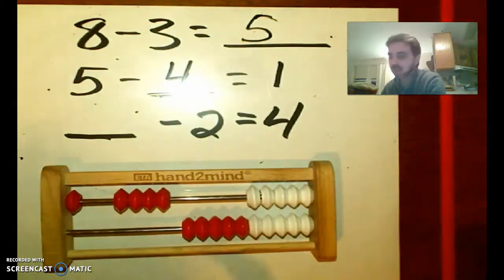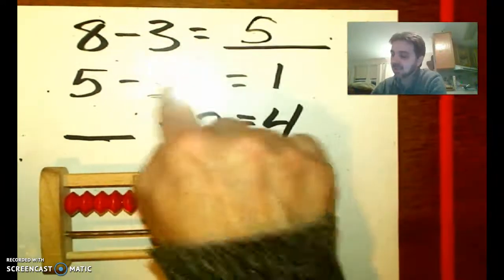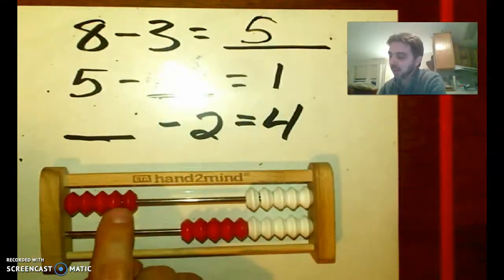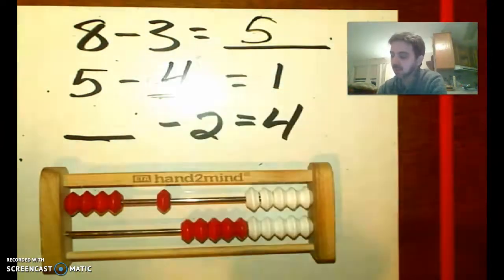Now here's an interesting thing, boys and girls. What if I did this instead? Let's erase that. I just did 5 take away 1. It leaves me with 4. So either way, it gives me the correct answer. So that would be 4.